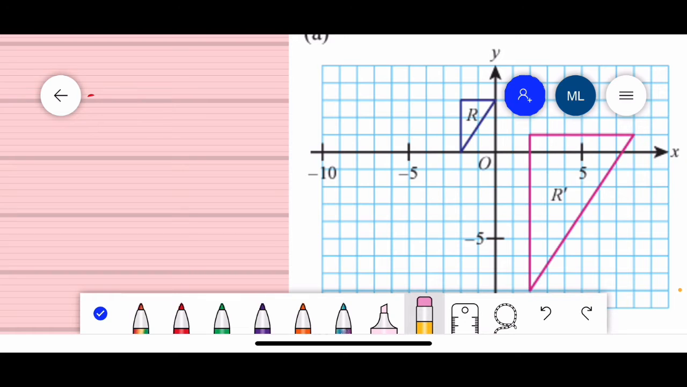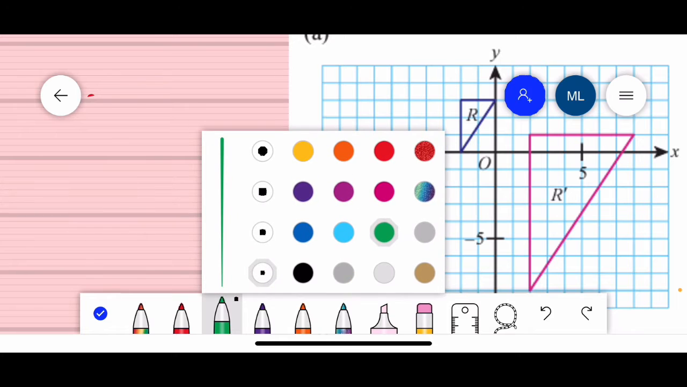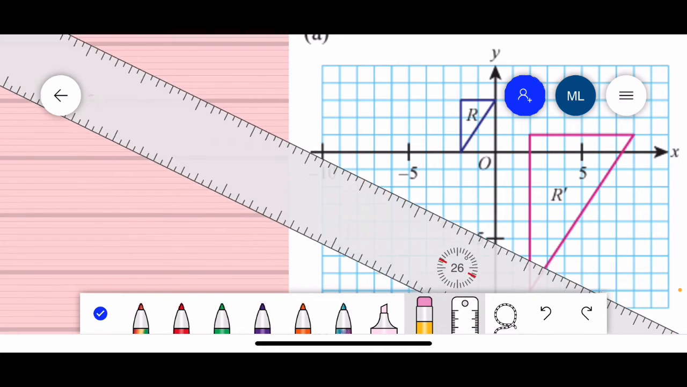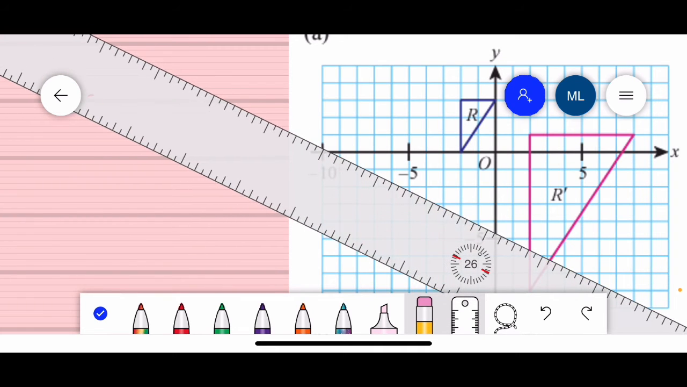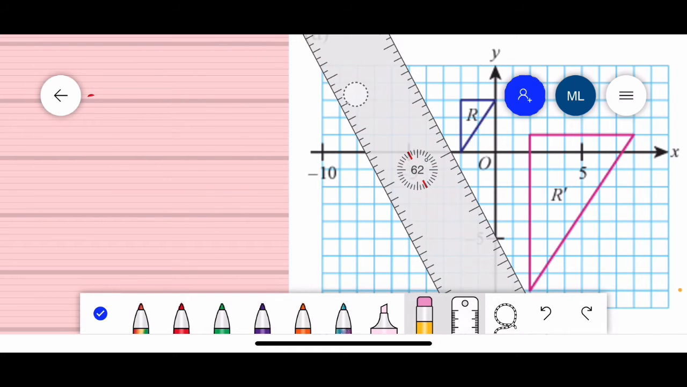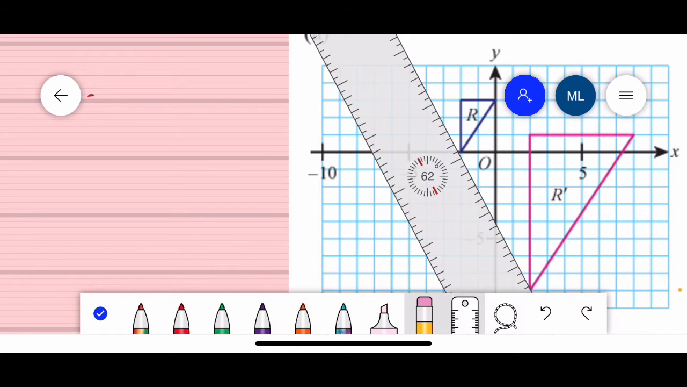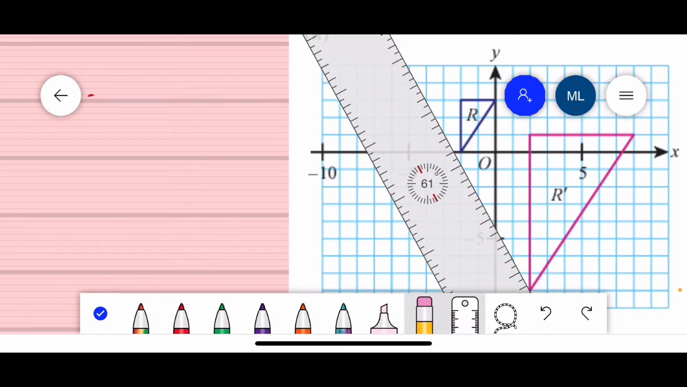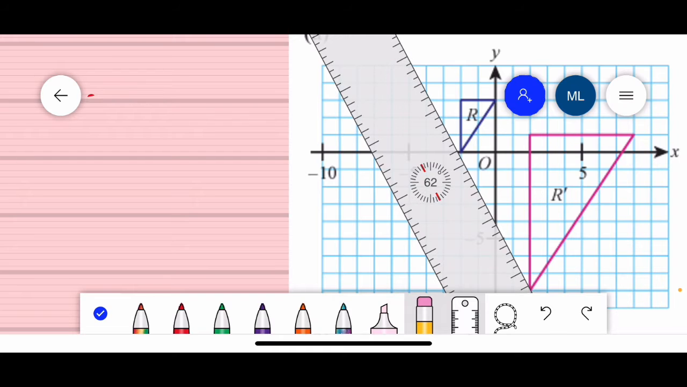Now we need to determine the center of enlargement. I'm going to use the green line to show you. Basically you need a pencil and a ruler. Adjust the ruler so that it passes through the corresponding points of the object and the image, the blue one and the pink one. Make sure it is accurate, if not, the intersection point won't be accurate. So let's adjust until we get the point.